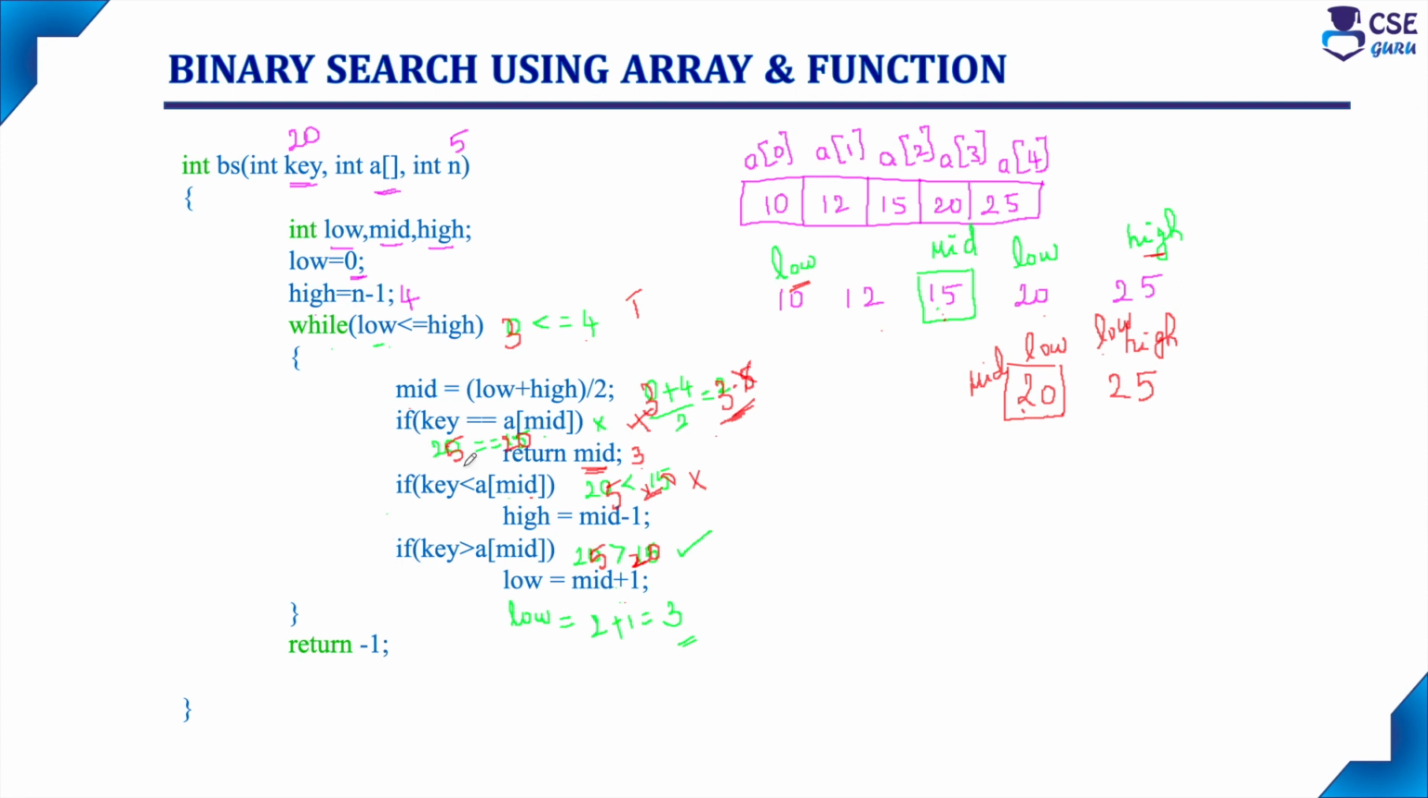So this is the logic of the binary search example using an array and a function. And here also, we are passing the whole array, not individual array elements. The complete array we are getting from the main function to the user-defined function, and we are implementing the logic in the user-defined function. Finally, we are returning the result to the main function.